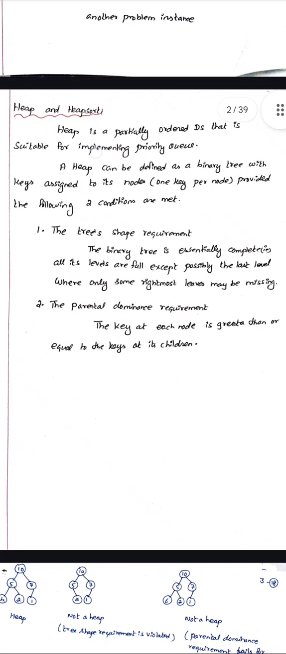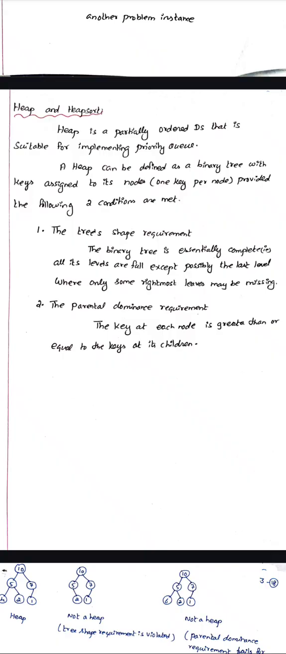Let us go with the heap and heap sort. What is a heap? A heap is a partially ordered data structure that is suitable for implementing the priority queue. A heap can be defined as a binary tree with keys assigned to its nodes, one key per node, provided the following two conditions are met.